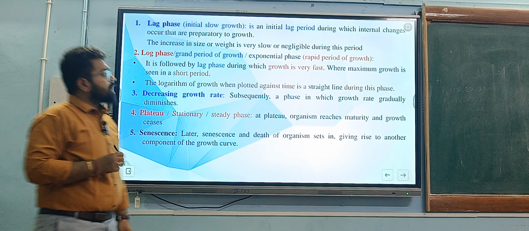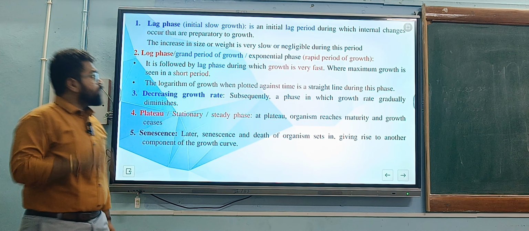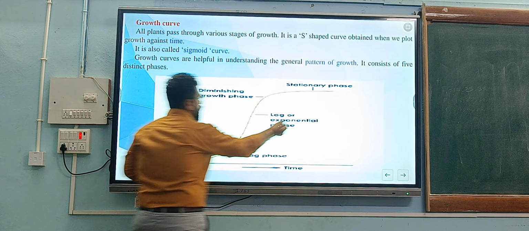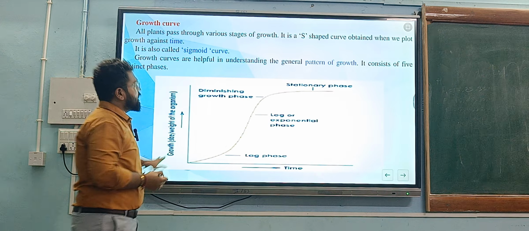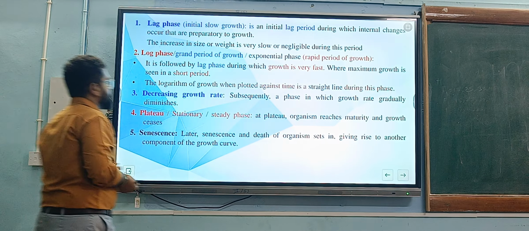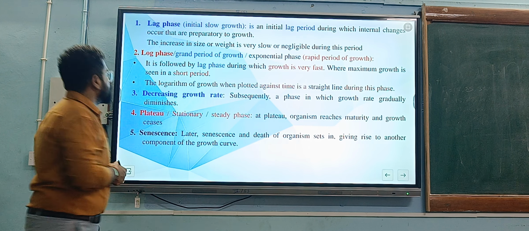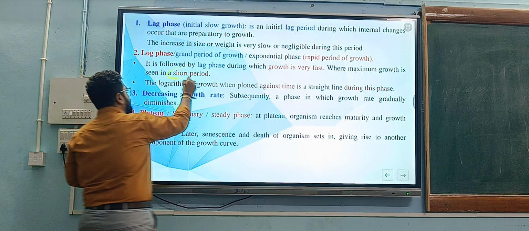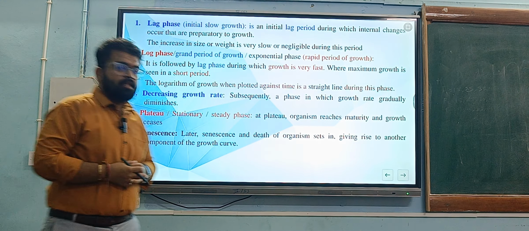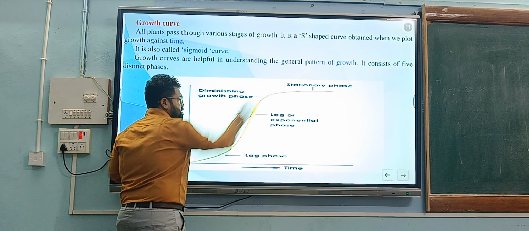It is the initial lag period during which the internal changes that occur are preparatory, and the increase in size or weight is very slow or negligible. The second phase is the log phase or exponential phase, which we also call the rapid growth period. This is the phase followed by the lag phase when the growth is very fast, where maximum growth is seen within a short period of time. The logarithm of growth, when plotted, shows that the growth rate is increasing drastically.